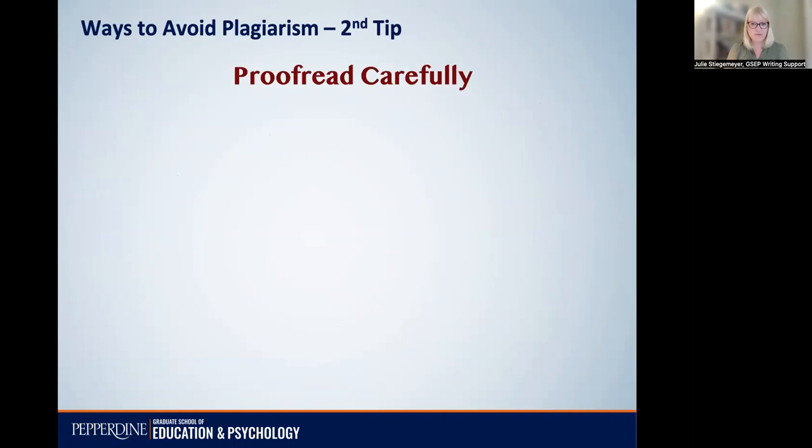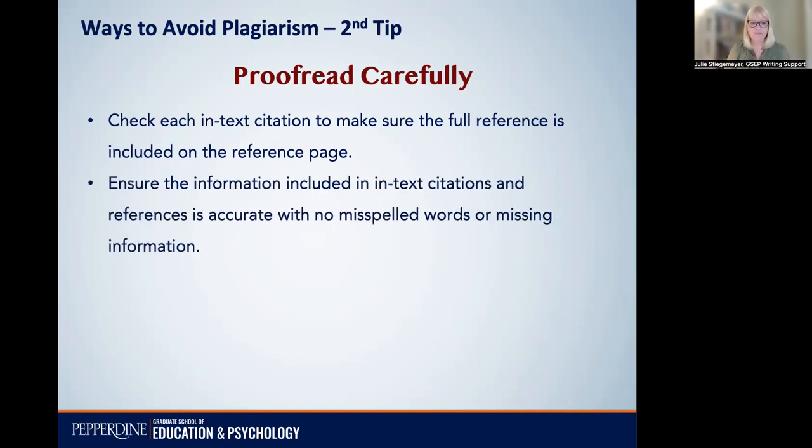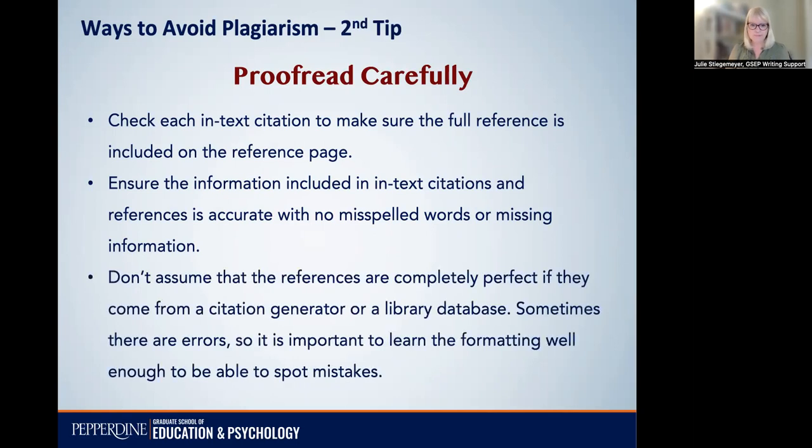The second tip is for you to proofread carefully. This will help you avoid maybe accidental plagiarism. Check each in-text citation to make sure the full reference is included on the reference page. So there should be that one-to-one correspondence. Ensure the information included in the in-text citations and references is accurate, with no misspelled words or missing information.